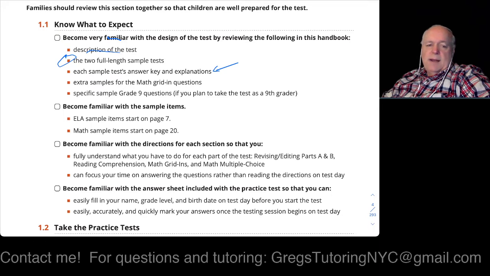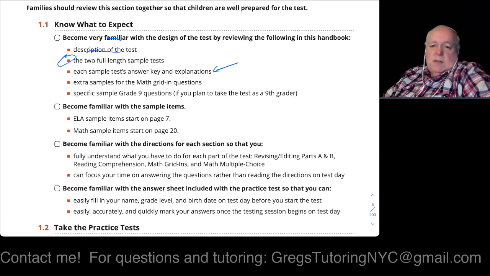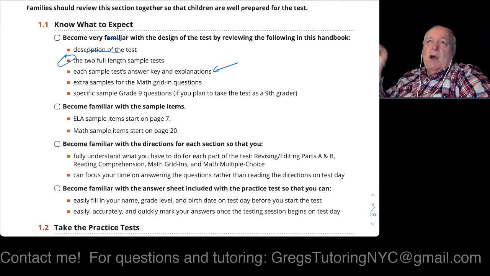By the way, I have an errata. If anybody wants it, please email me. My email is at the bottom, GregsTutoringNYC@gmail.com. I may flip it at the end. I actually did a YouTube video a couple of days ago on the errata and idiosyncrasies of the exam, and how I feel the flavor of the exam is going to occur this year. Basically, there are wildcards every year, and I'm getting a sense of where they might be going. And like I said, there are extra grid-in examples after the two samples, and there is a grade 9 section after the two samples as well.